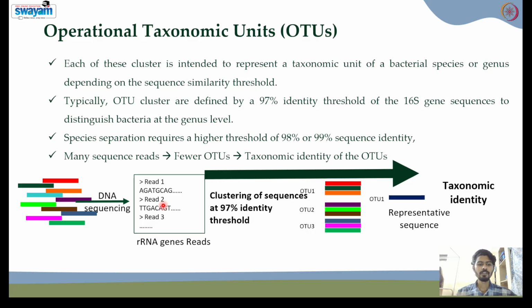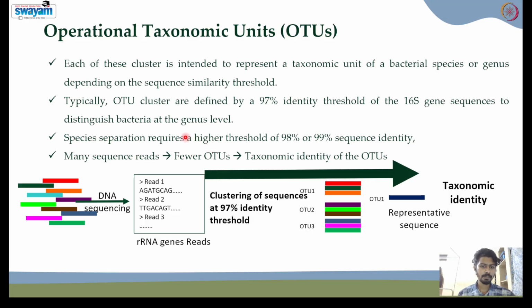So for example, here there are some 20 reads. First we will segregate the reads, and if suppose read 1 and read 2 have a percentage identity of more than 97, we will group them into one group, that is OTU1. And OTU2 is all the sequences that have 97% identity. Likewise, we will segregate them, and this will help us to save time and also eliminate bias.